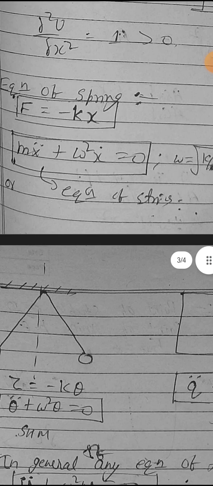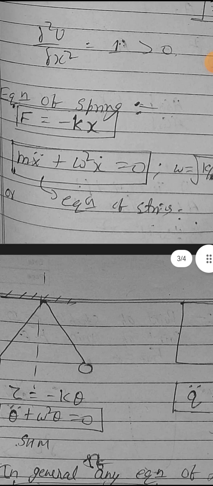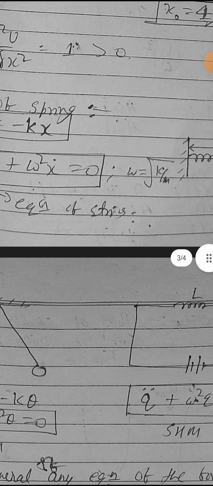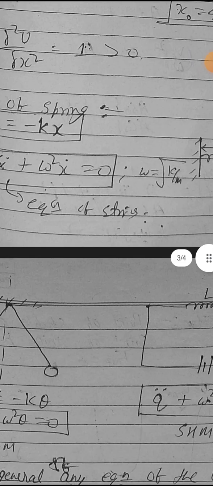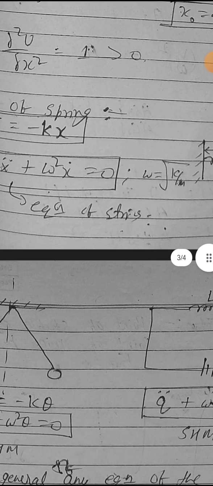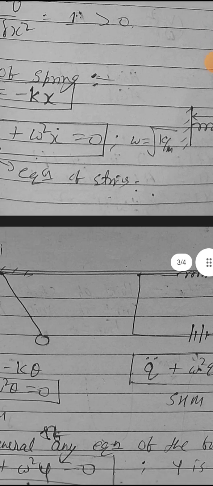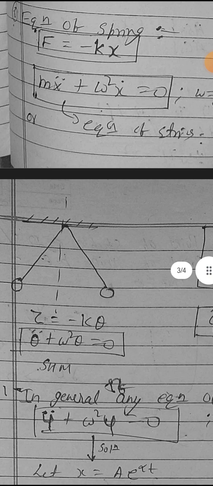Here one mistake I have made, and that is m shouldn't be here. So you must not consider this m, because the final equation should be x double dot plus omega square x equal to 0, and omega we have considered equal to under root k by m, where k is the spring constant and m is the mass of the block, right? So this is the equation of the spring.